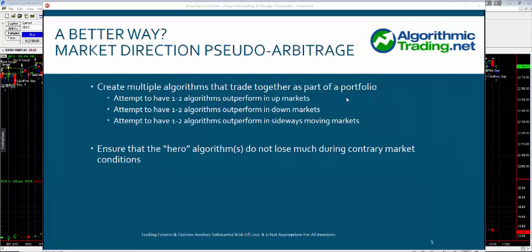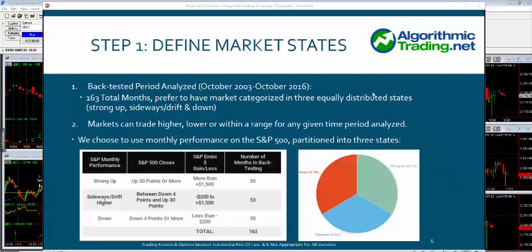But that's really where the brunt of the effort lies, in our opinion, is to create these algorithms that do good in certain market conditions and then don't lose too much during contrary. Because what happens is when you overlay all these algorithms together, then you have a complete system that's doing its best to outperform no matter what the market conditions are.